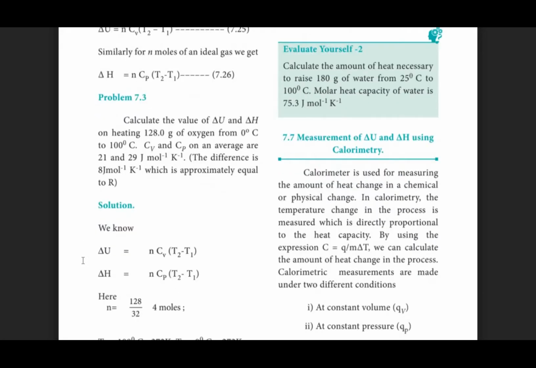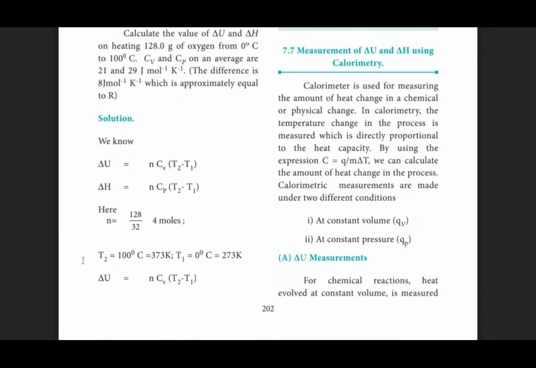Next, we will see the measurement of delta U and delta H using calorimetry. Calorimeter is used for measuring the amount of heat change in a chemical or a physical process. In calorimetry, the temperature change in the process is measured, which is directly proportional to the heat capacity. By using the expression C is equal to Q divided by m into delta T, we can calculate the amount of heat change in the process. Calorimetric measurements are made under two different conditions. One is at constant volume, that is Qv, and another one is at constant pressure, that is Qp.